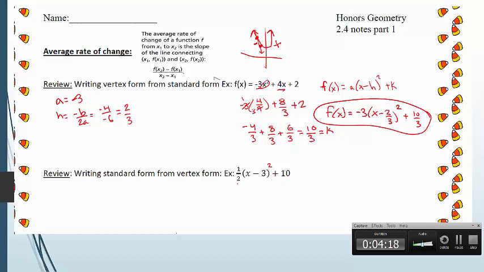Then the first thing I would do is FOIL this out. I would get an x squared, then -3x minus 3x, which makes -6x, and +9. Then I would distribute, and my answer is 1/2 x squared minus 3x, half of 9 is 4.5, plus 10. So it looks like my final answer is 1/2 x squared minus 3x plus 14.5.